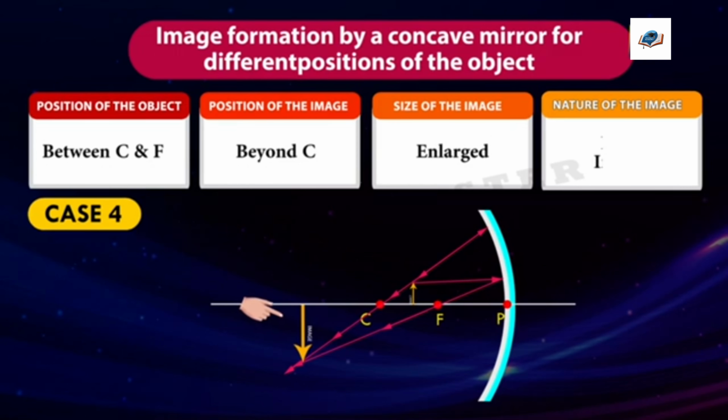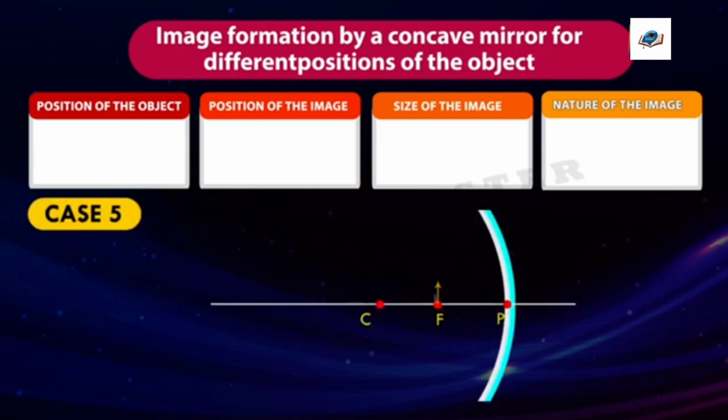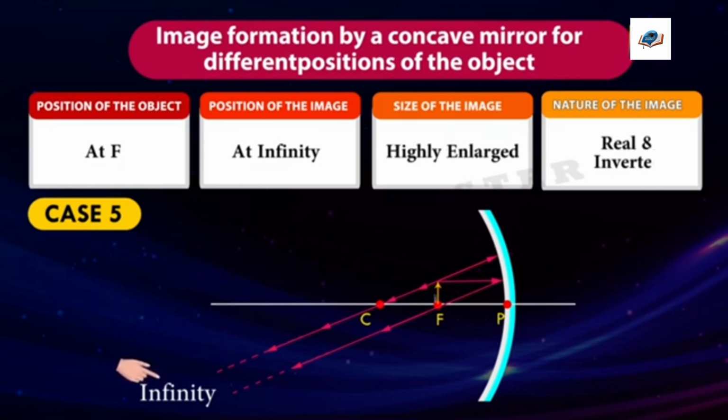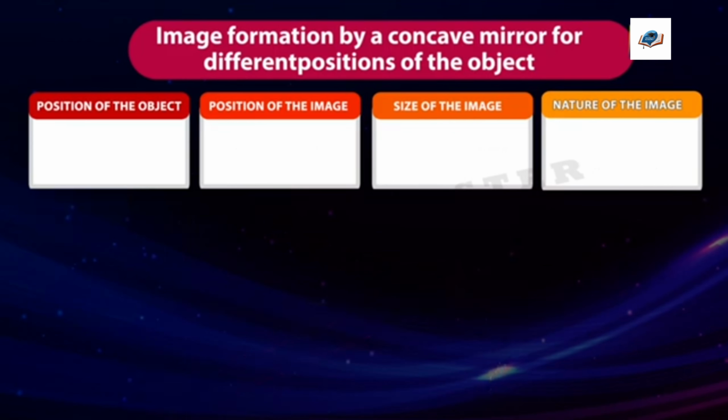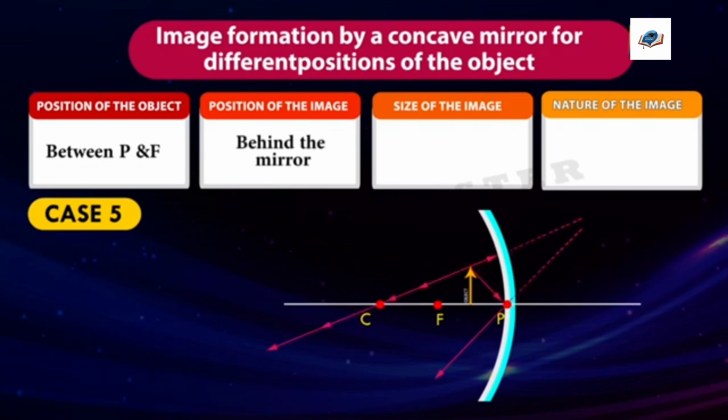Case 5. If the position of the object is at F, the position of the image will be at infinity. The size of the image will be highly enlarged and the nature of the image is real and inverted. Case 6. If the position of the object is between P and F, the position of the image will be behind the mirror. The size of the image will be enlarged and the nature of the image is virtual and direct.